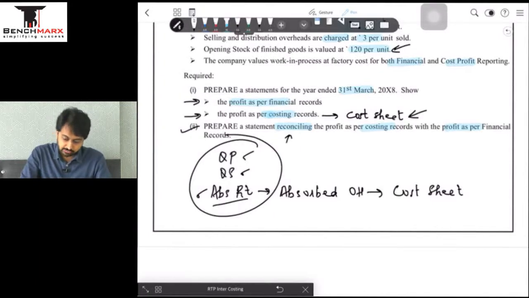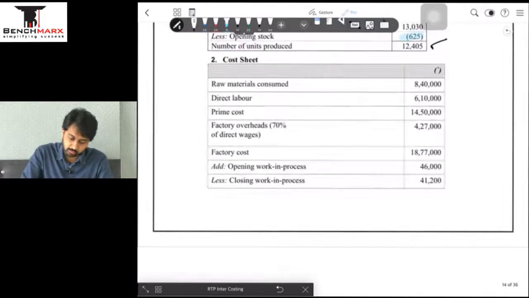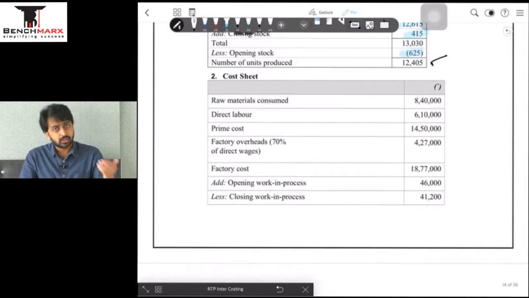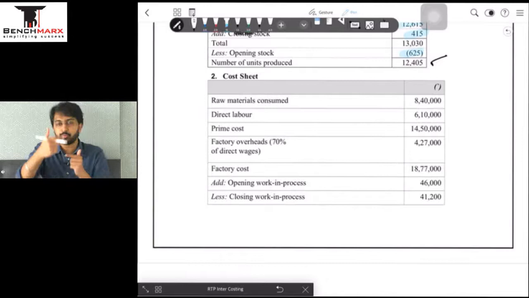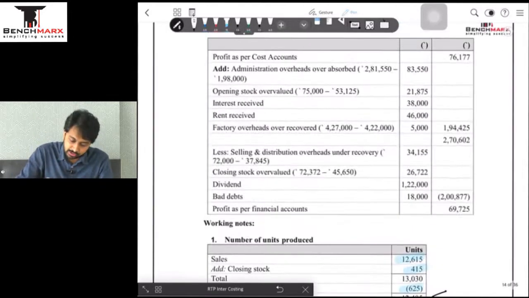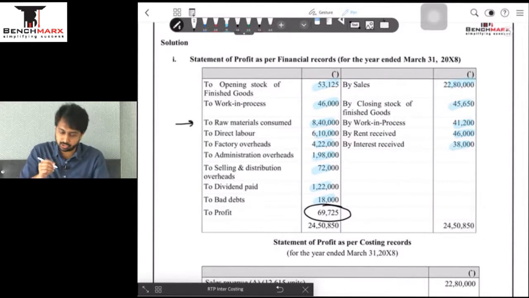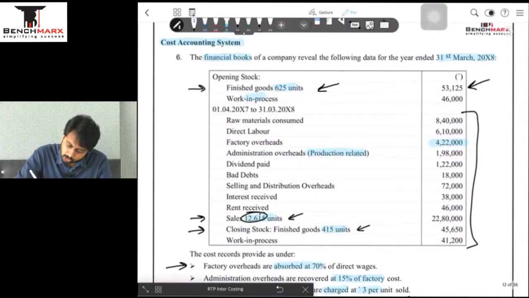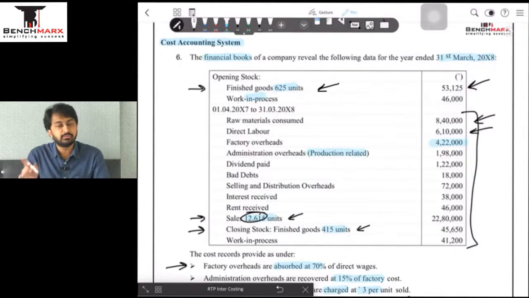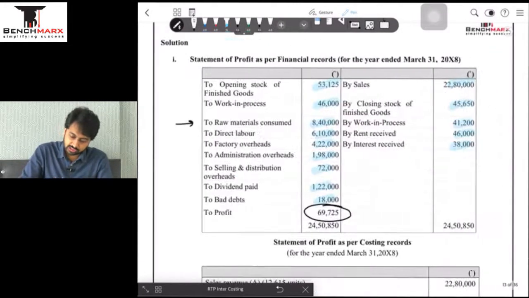So where does the cost sheet start from? Cost sheet starts from raw materials consumed. Now normally the RM consumed as per costing is different from the RM consumed as per financial, because of opening closing stock are different valuation. But in the absence of data, we will take the same valuation of 8,40,000. This number is coming from here. So 8,40,000 is raw material consumed, or this will come from data. Take raw materials consumed as per financial, because no details is given. Take the labor also as per financial, no details is given, and overheads will be absorbed as per the absorption rate. So let us now go to cost sheet.